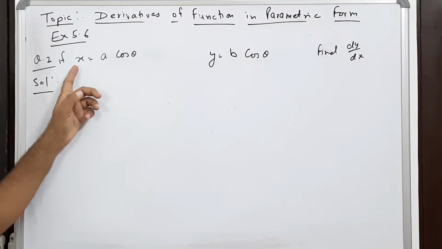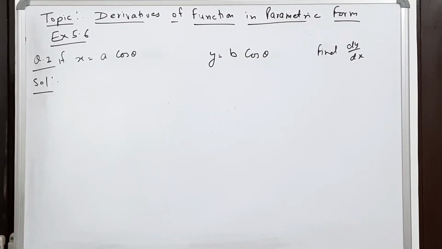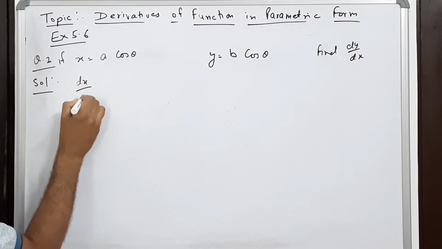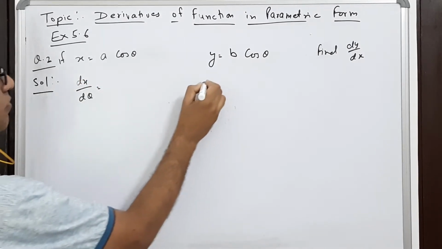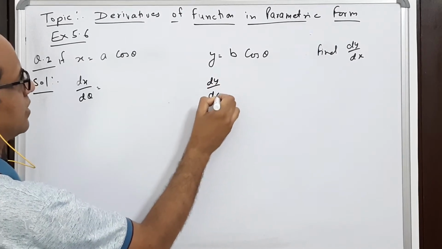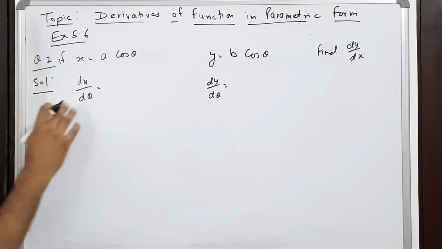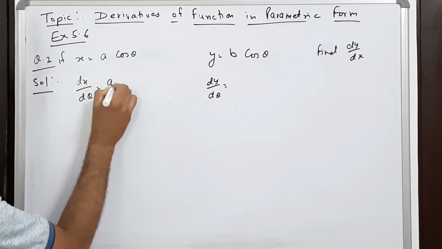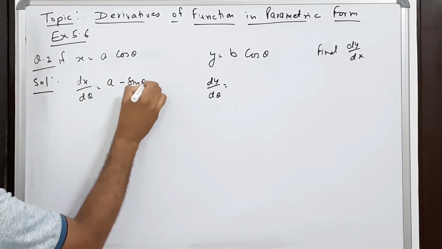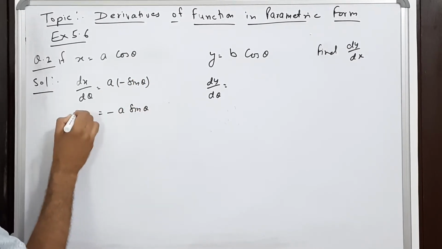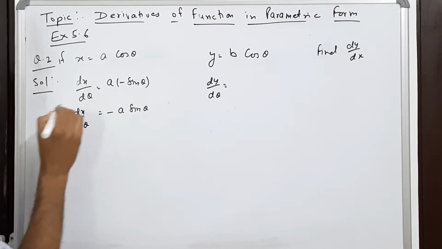Like here x equals a cos theta and y equals b cos theta. Then we have to find dy by dx. So here we find the derivative of x with respect to theta, and we find the derivative of y also with respect to theta. If you find the derivative of x with respect to theta, the final answer is minus a sine theta, that is dx by d theta.